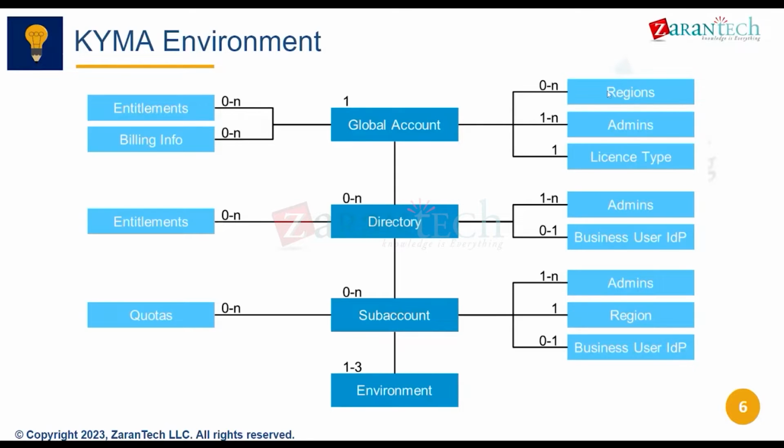This is how the regions, admins, and license cycle work. Here we can add the admins and region access. What we need to give it? This is the general domain, right? We already discussed this a couple of times.